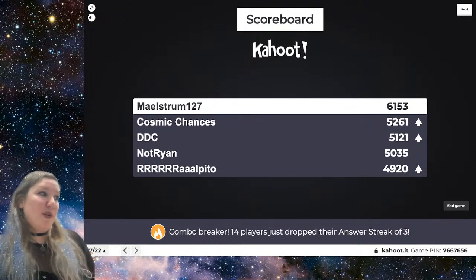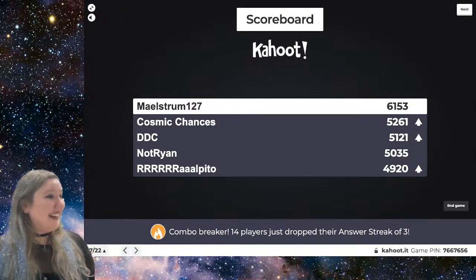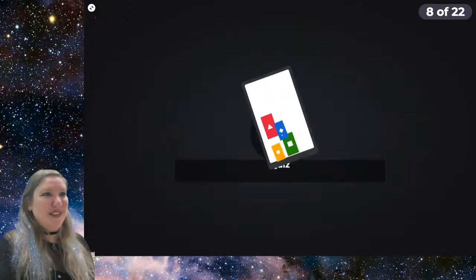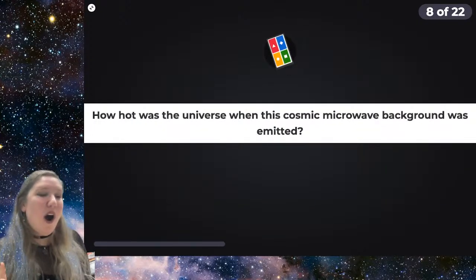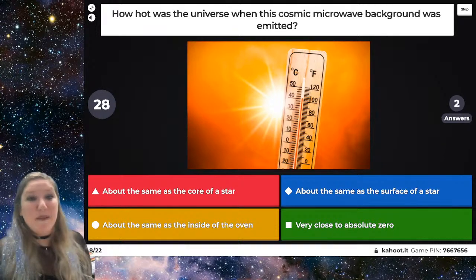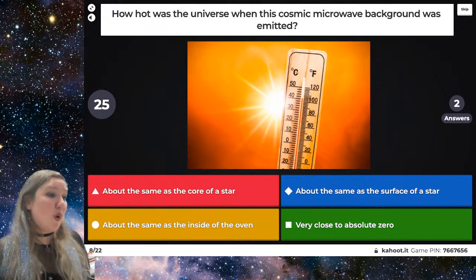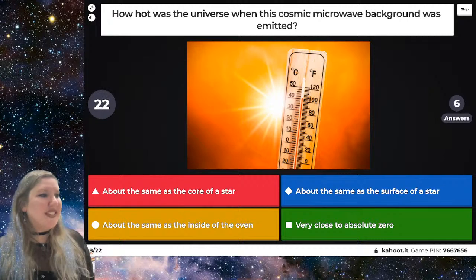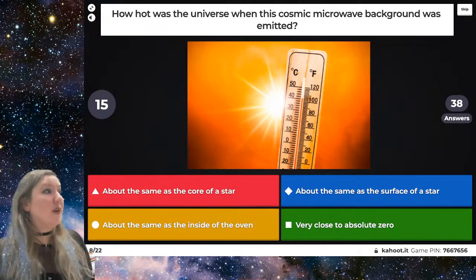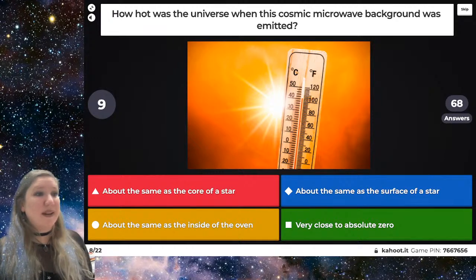Looking once again at our scoreboard, Maelstrom 127 is still maintaining that lead. Excellent job, but Cosmic Chances has snuck into second place. So let's see how the rest of you do with this next question. How hot was the universe when this cosmic microwave background was emitted? So was it about the same as the core of a star, about the same as the surface of a star, about the same as the inside of an oven, or very close to absolute zero?